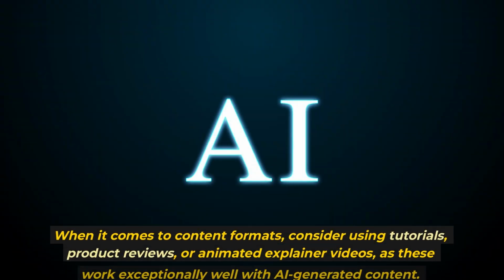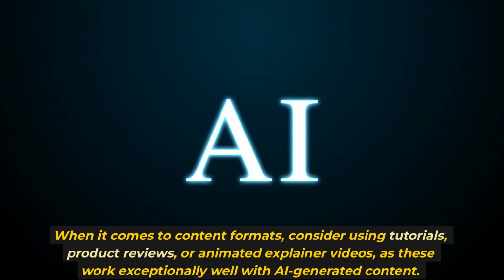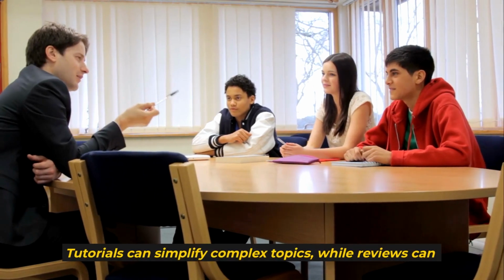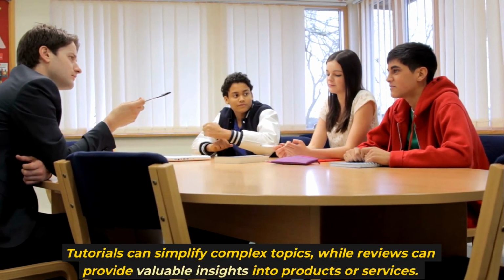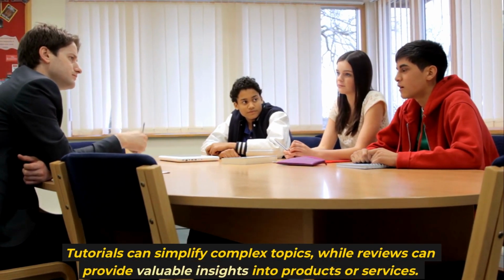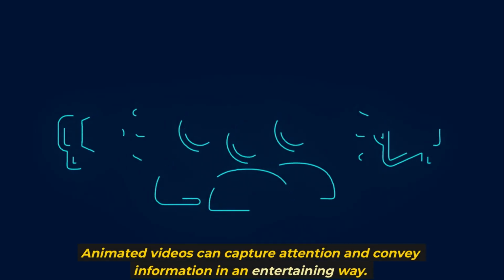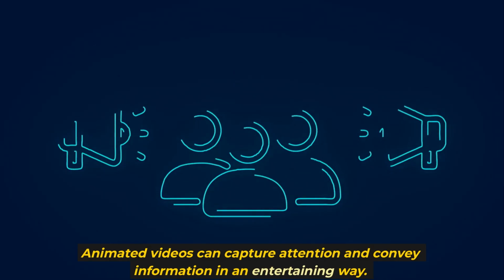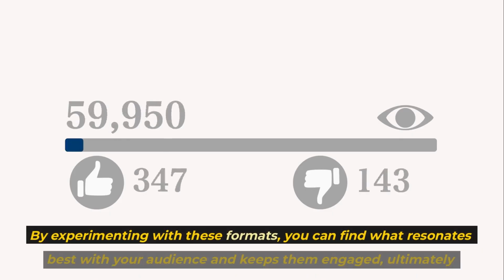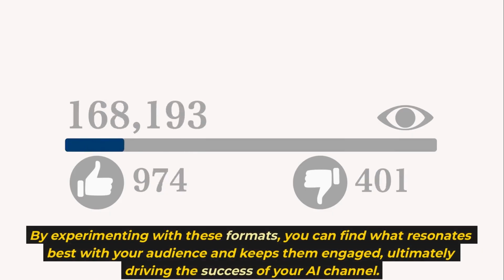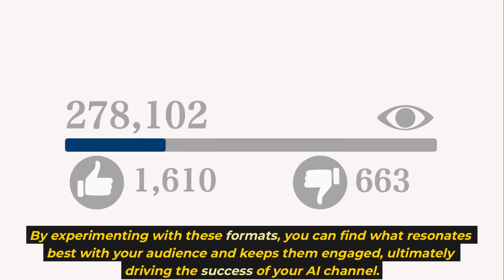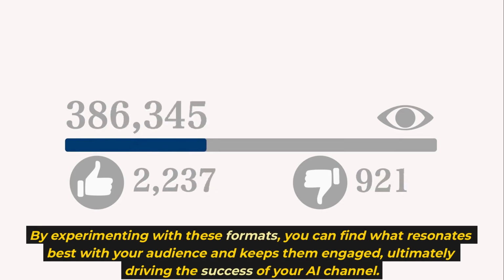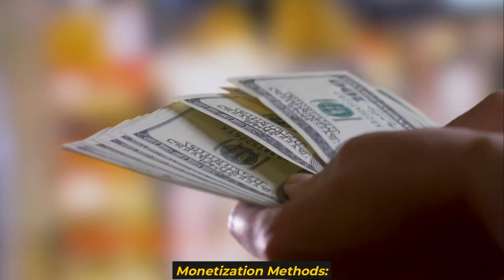When it comes to content formats, consider using tutorials, product reviews, or animated explainer videos, as these work exceptionally well with AI-generated content. Tutorials can simplify complex topics, while reviews can provide valuable insights into products or services. Animated videos can capture attention and convey information in an entertaining way. By experimenting with these formats, you can find what resonates best with your audience and keeps them engaged, ultimately driving the success of your AI channel.